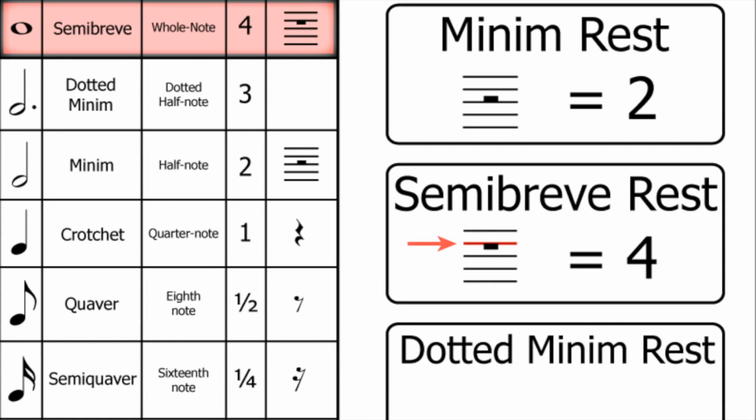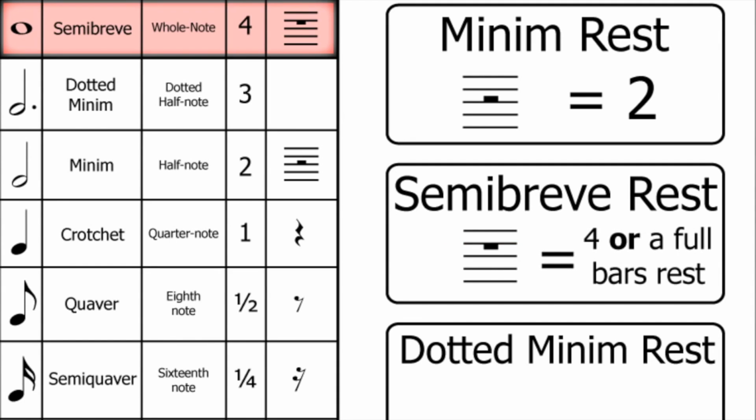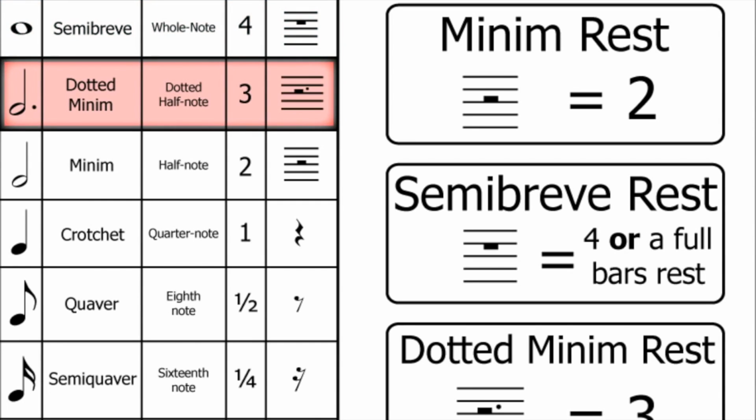An important feature of the semibreve rest is that it also represents a full bar's rest in almost every other time signature. There are a few exceptions, but if you see this, it means either a 4-beat rest or a whole bar's rest. The dotted minim rest looks like a minim rest, but has a dot next to it.